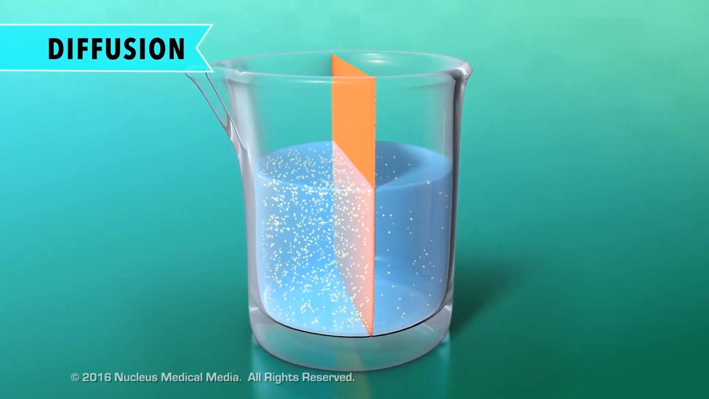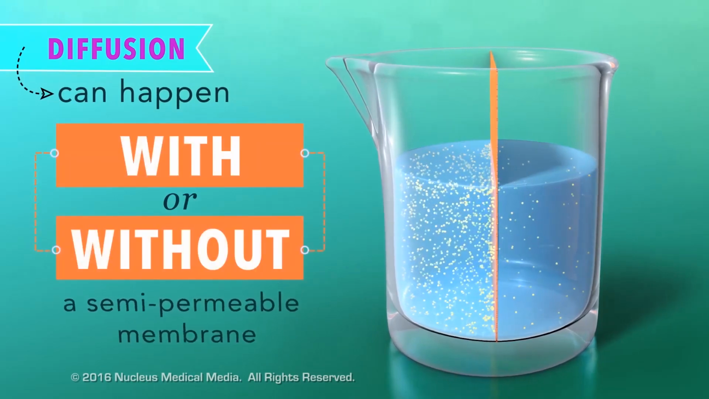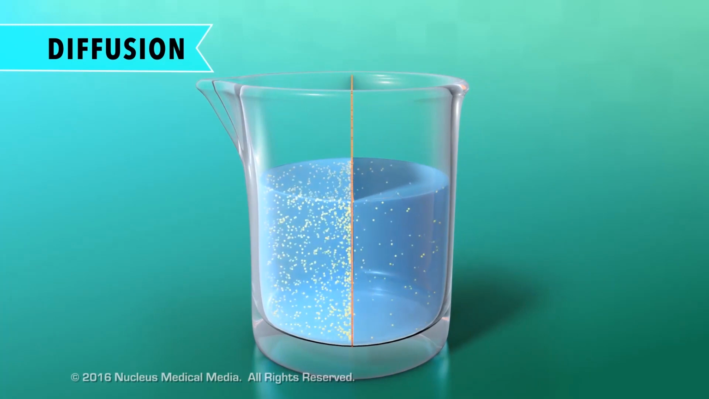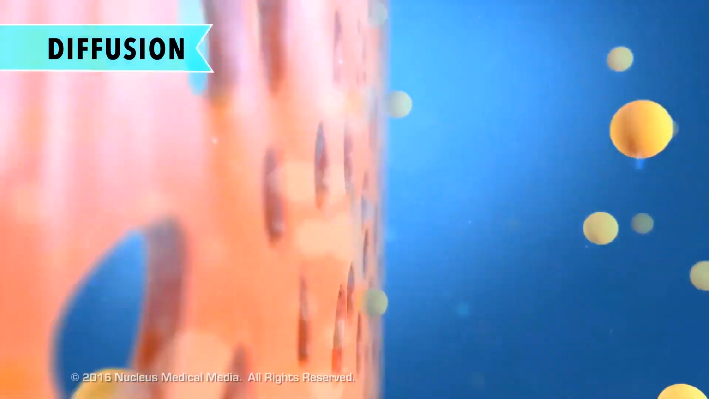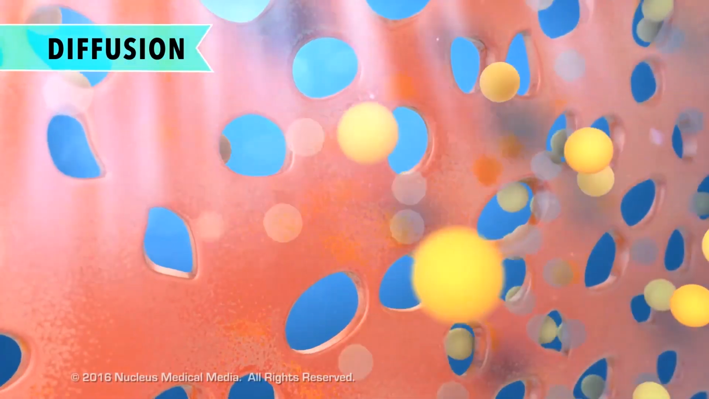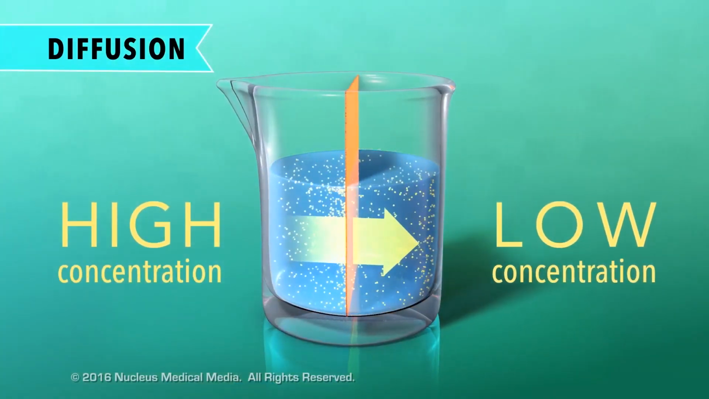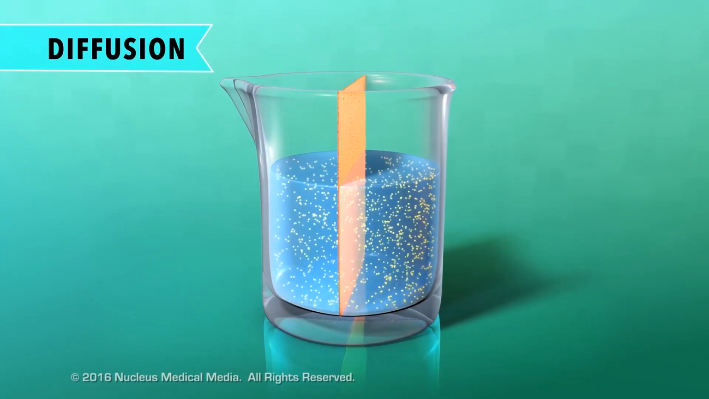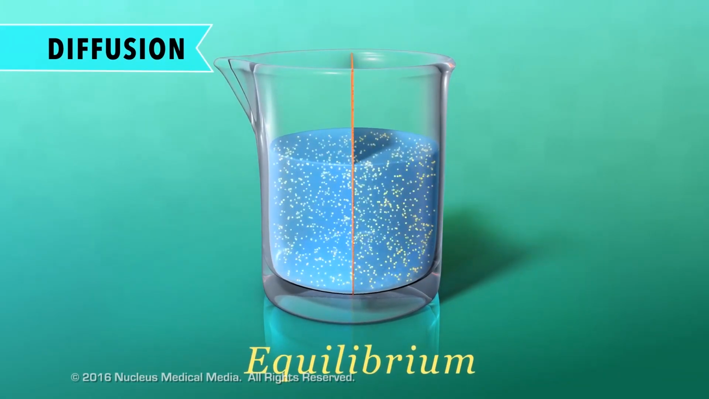It's important to note that although diffusion often occurs across the cell membrane, diffusion can happen with or without a semi-permeable membrane. Right now, there is more solute on the left than there is on the right. Because solute particles are able to pass through this semi-permeable membrane, they are going to naturally move from an area of high concentration to an area of low concentration. They will continue to do this until both sides of the container have about equal numbers of solute particles. This is called achieving a state of equilibrium.